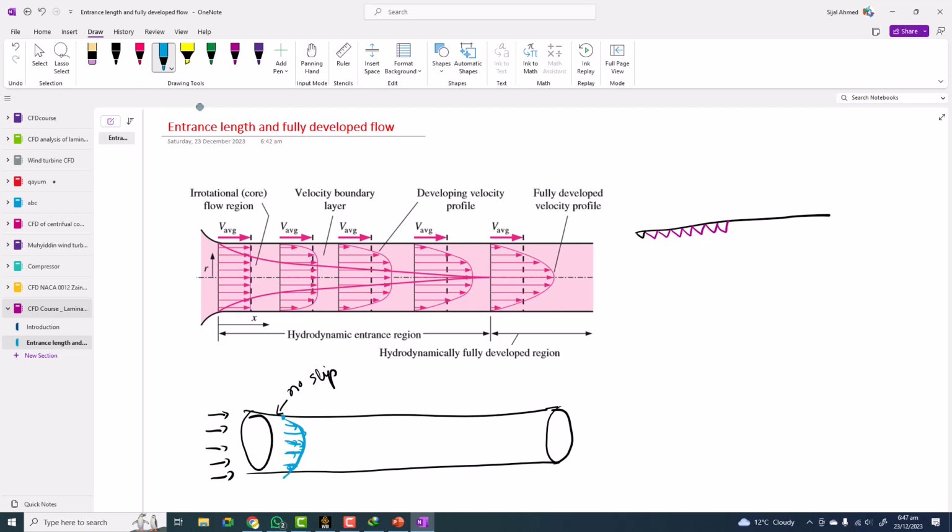And finally there is a point when this profile, for laminar flow, will take a parabolic type of behavior. And now this profile will no longer change. This is the point where we say that the flow is now fully developed, meaning that its profile will not be changing. So what does it mean? It means that this is the location here. From this point onwards, the flow is fully developed.